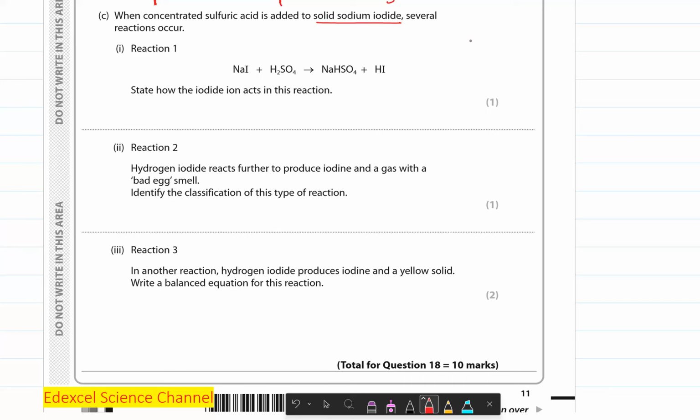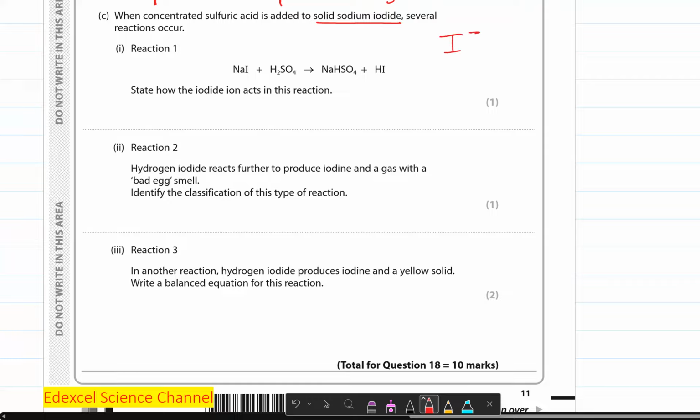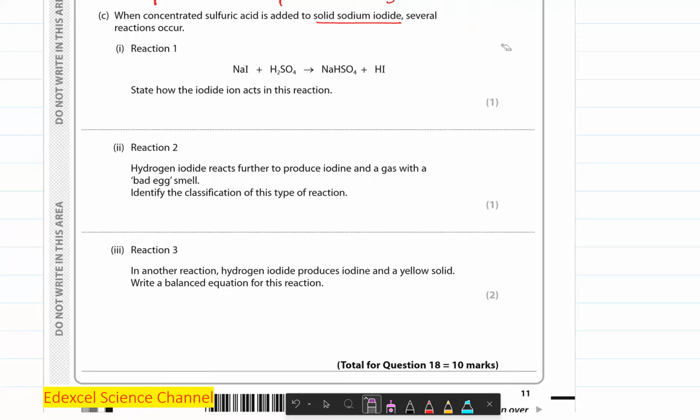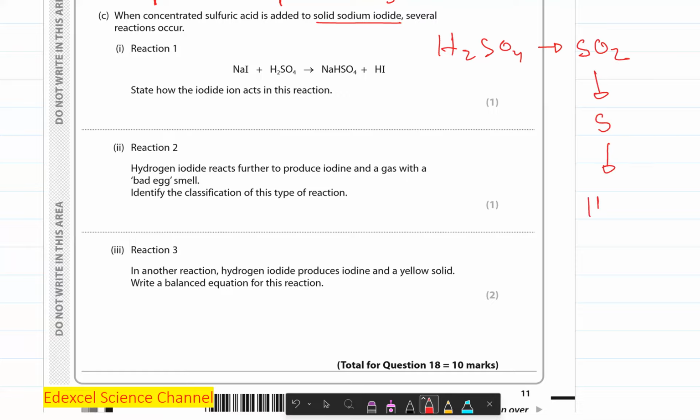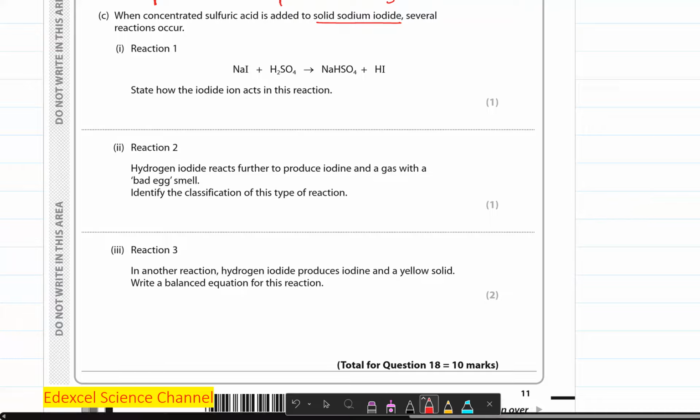Now, when concentrated sulfuric acid is added to solid sodium iodide, several reactions occur. Yes, that is true. The reaction occurs in 3-4 steps because the iodide ion has so much reducing power that it will reduce sulfuric acid to sulfur dioxide, and then to I think sulfur, and then to hydrogen sulfide. So it happens in multiple steps, and it is the most reducing halide we have. Okay, so reaction 1.